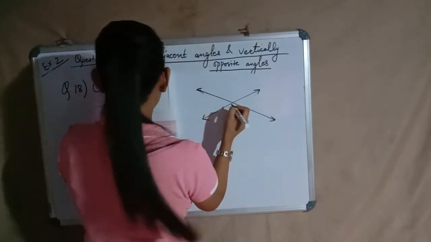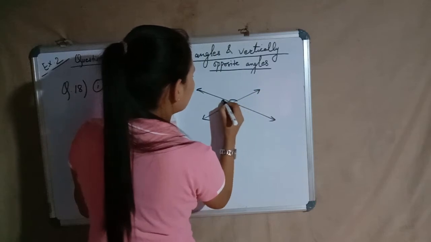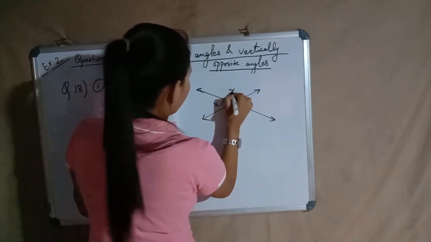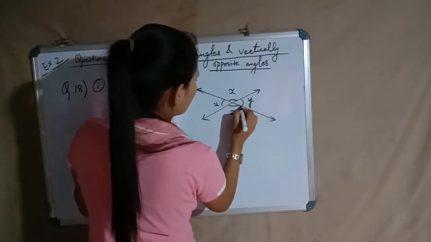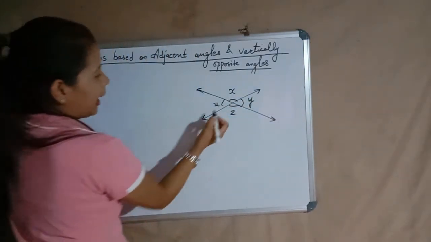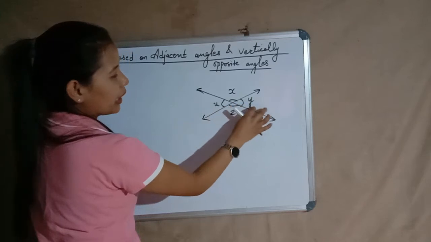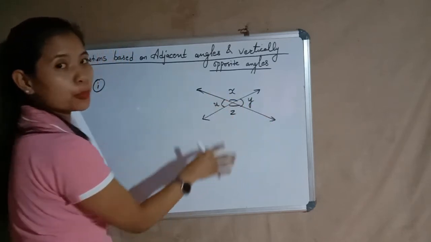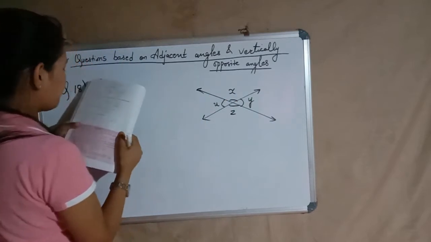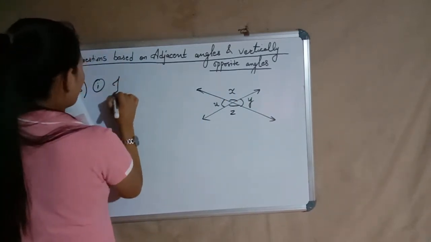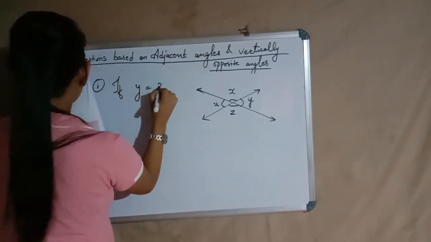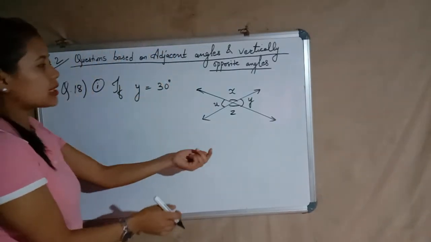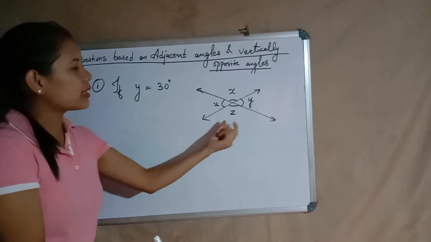So here we are dealing with 4 angles: U, X, Z, Y. Clearly you can see U and Y are vertically opposite to each other. X and Z are vertically opposite to each other. If Y equals 30 degrees, find all the other angles. We need to find what is X, what is U, and what is Z.